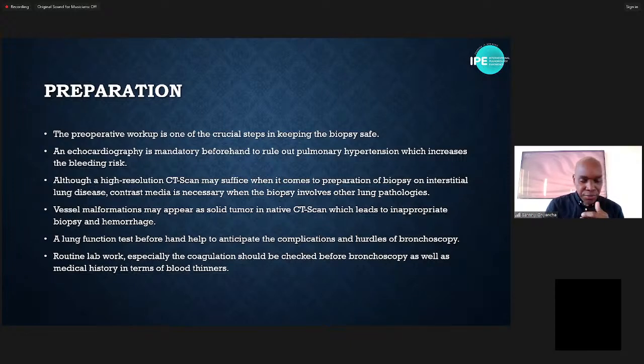So because contrast media wasn't used, they ended up doing a biopsy on one of the pulmonary arteries, which ended up in a massive hemorrhage, and the patient unfortunately died. So the thing I tell everyone is, when it's possible, do a contrast media CT scan, especially if you're handling diseases such as lung cancer or mediastinal malignancy.